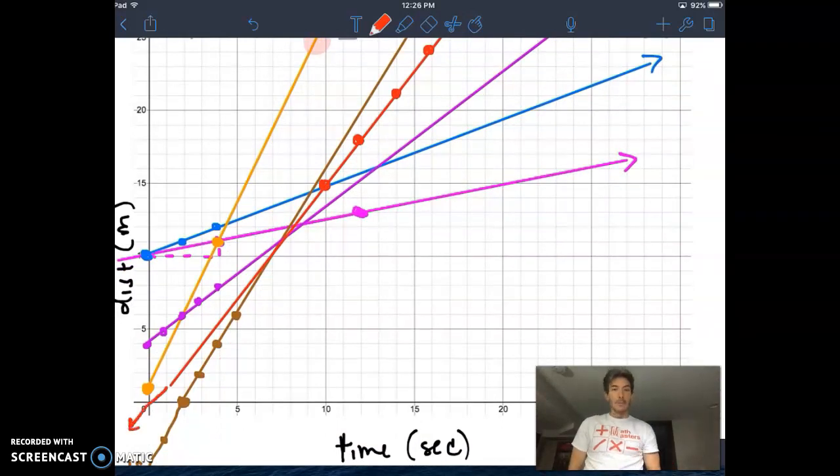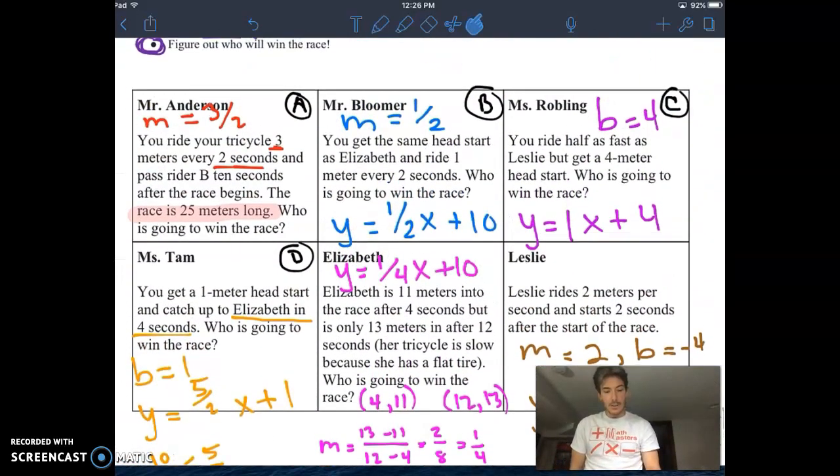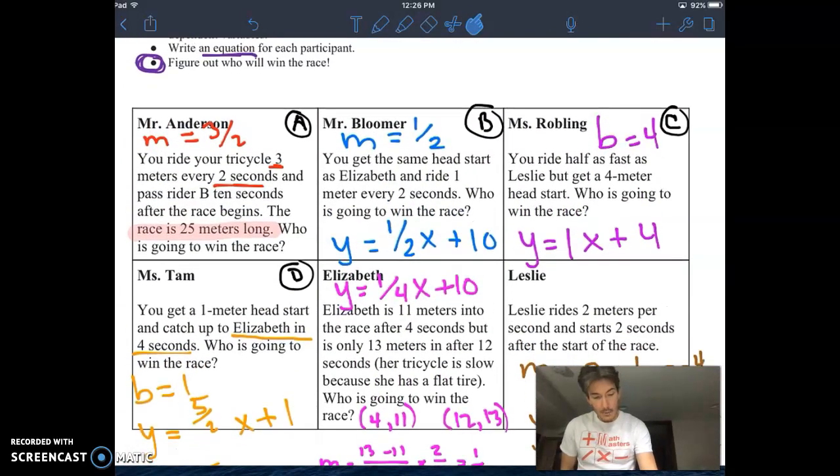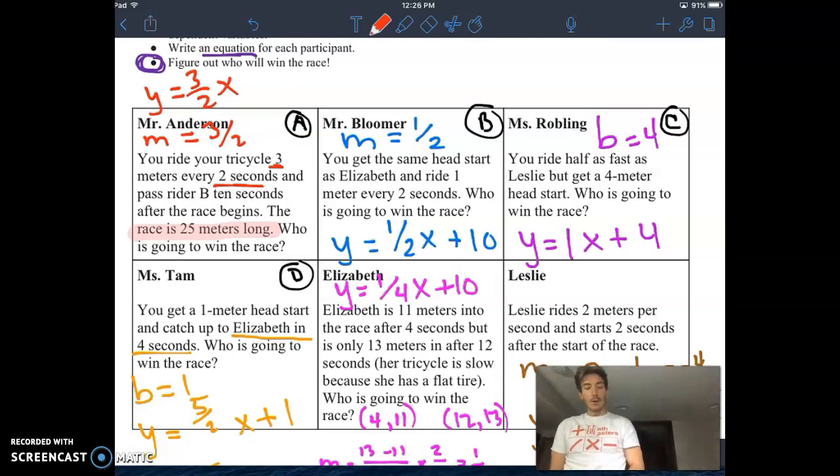Okay, there we go. So I know the slope. I can look here. I can see that intercept is 0. I can see that Mr. Anderson's equation is y equals 3 over 2x. And if you want, you can go ahead and write plus 0, but remember, that is not necessary, right? Y equals 3 over 2x works just the exact same way. All right, we've got an equation for everybody.